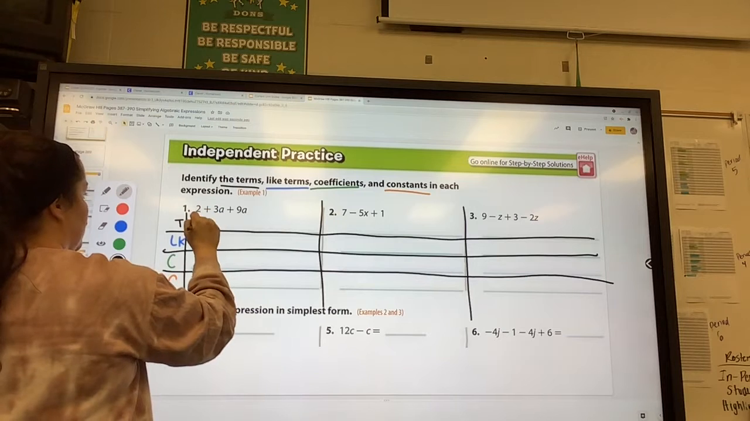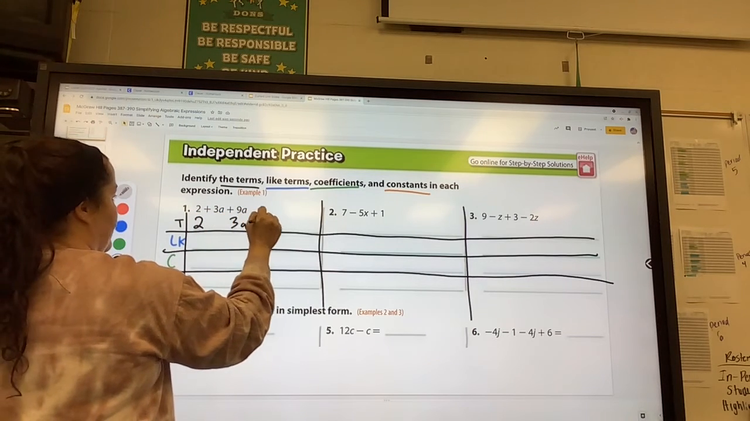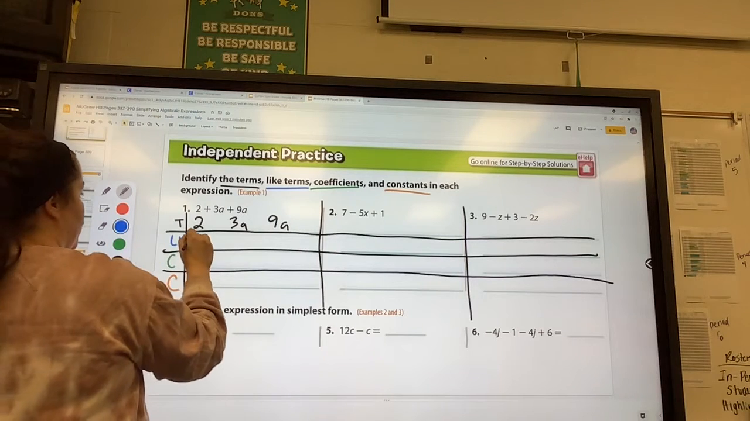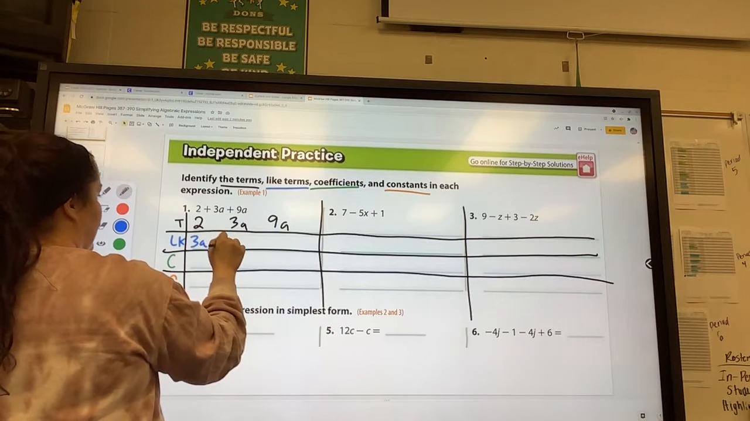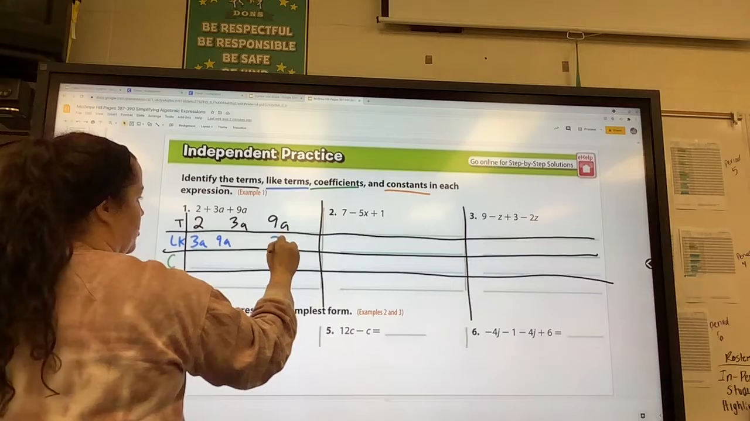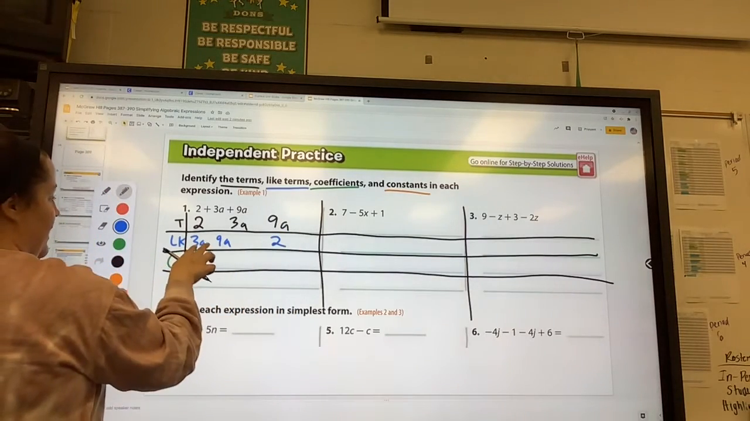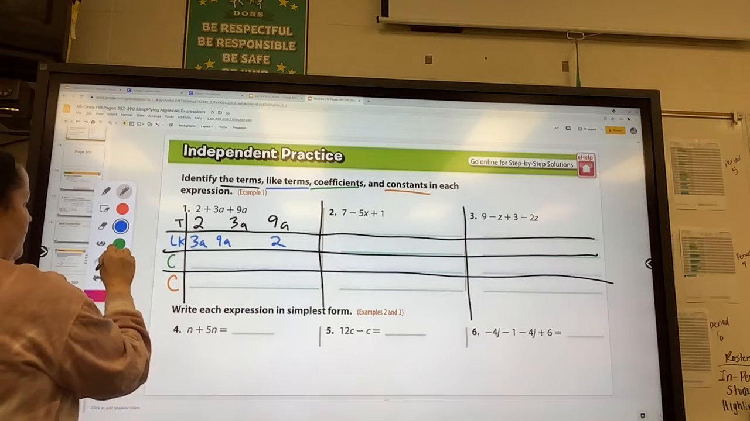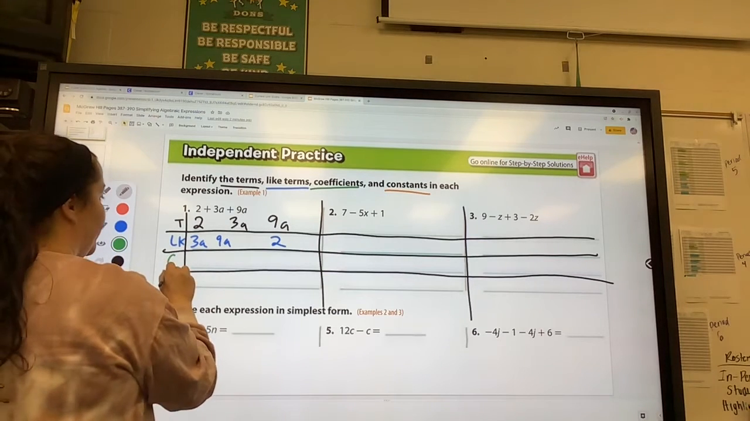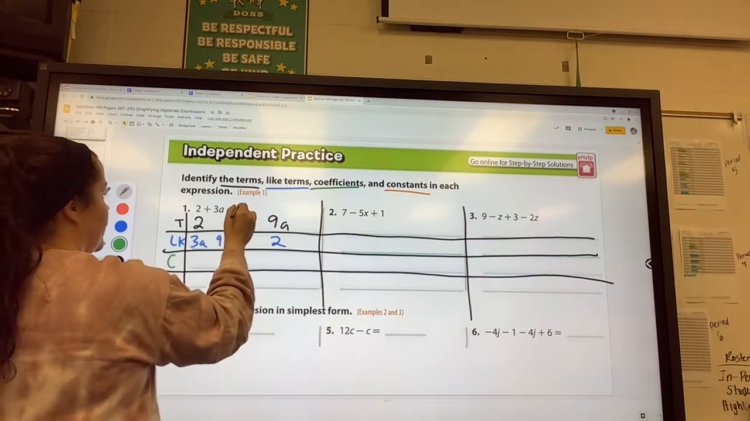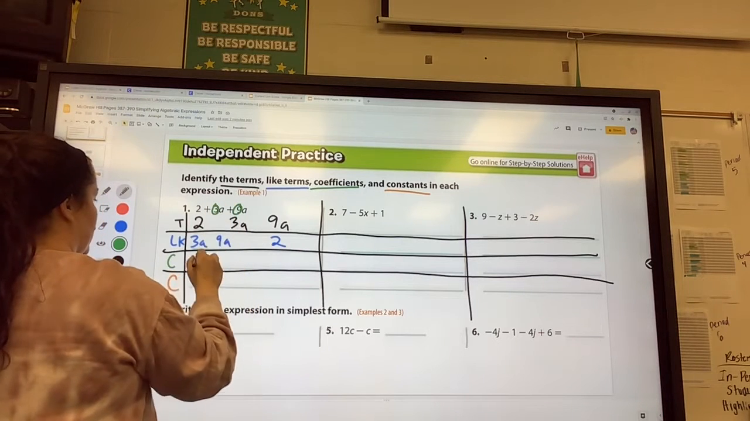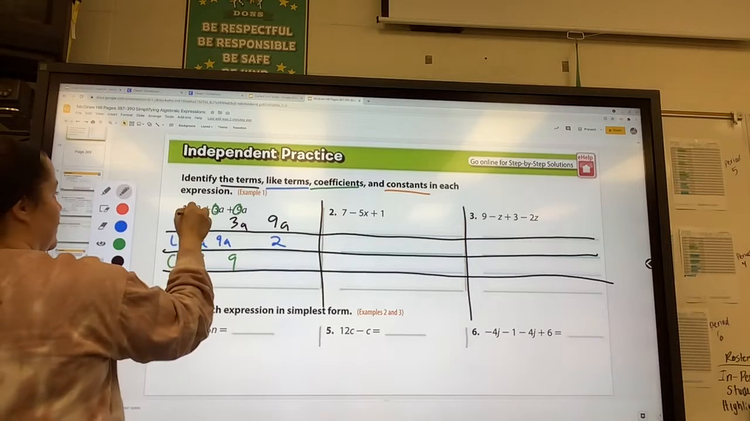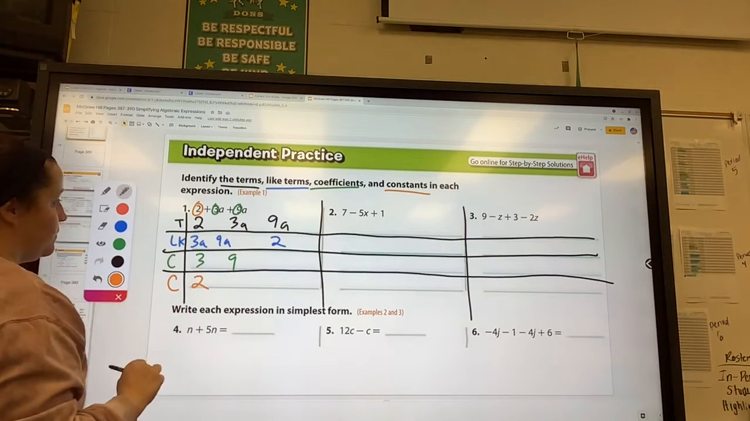So the terms would be 2, 3a, and 9a. Okay. The like terms would be 3a and 9a. And then 2 would be by itself. So 3a and 9a are combined and 2 is by itself. The coefficients are what are in front of the variables, so 3 and 9. And then the constants are by themselves, that'd be 2.